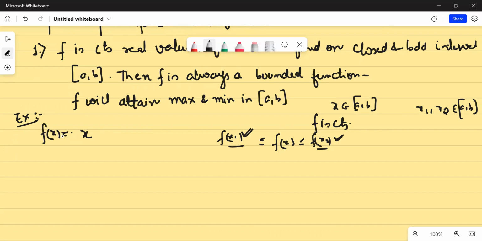So if I say f(x) is x, this is a continuous function. I already told you that a polynomial function is a continuous function. Now, if the domain of f is [0, 1], let's say x belongs to [0, 1], it implies f(x) will also belong to [0, 1] only, because f(x) is equal to x only. Is that clear?